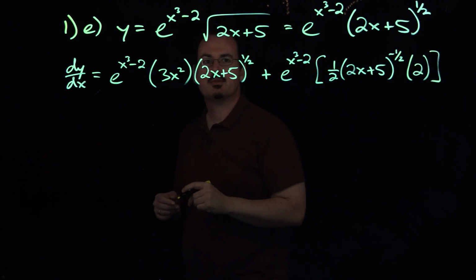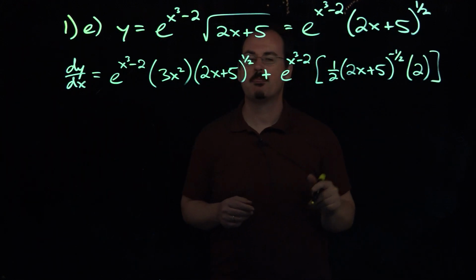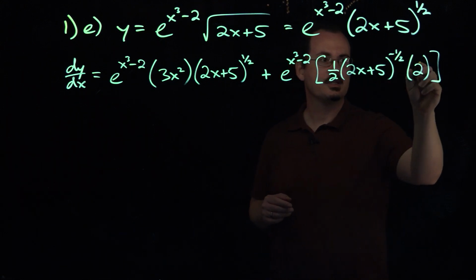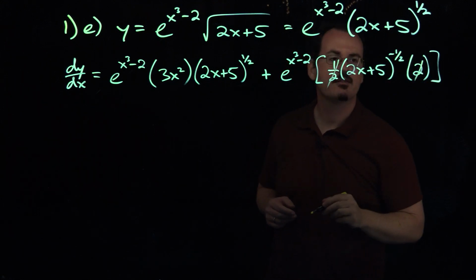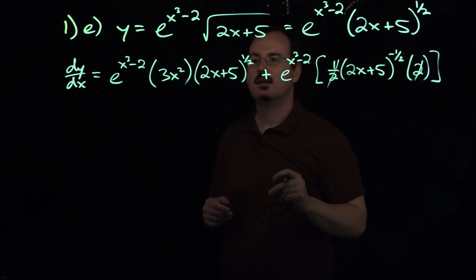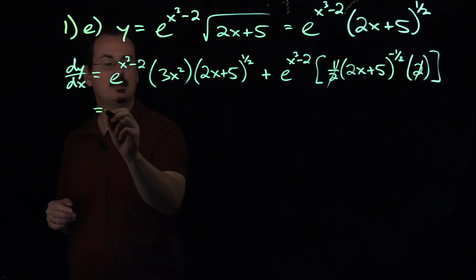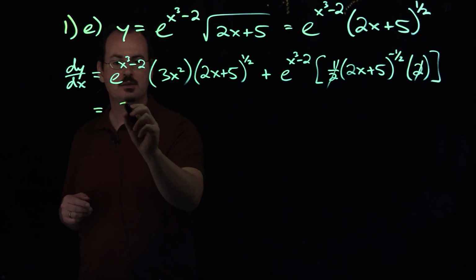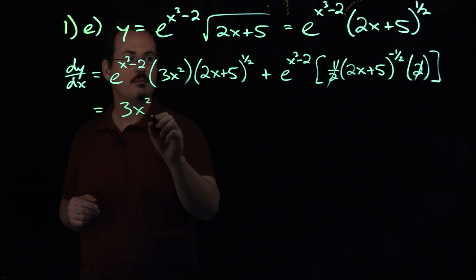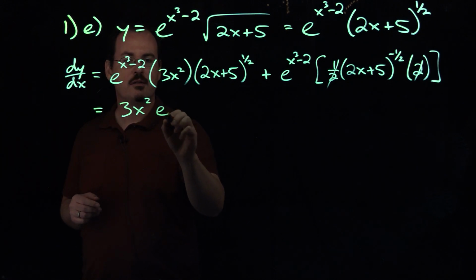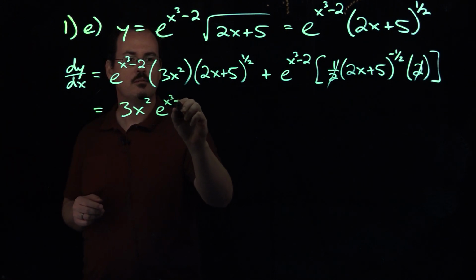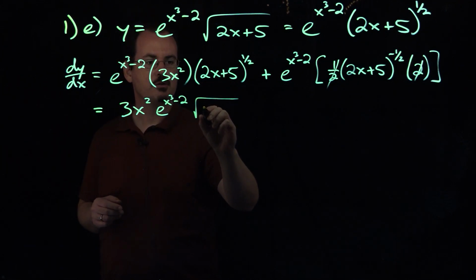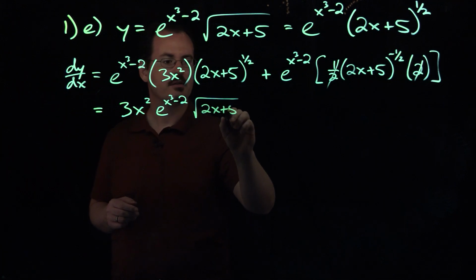Okay, we can simplify this somewhat. Notice that the 2 here, and then we've got a 1/2 here. Those are just going to cancel each other out, so the 2 and the 1/2 cancel. Let's go ahead and move that to the denominator since it's a negative exponent, and we'll rearrange the order on this stuff here. So we'll get 3x squared e to the power of x to the third minus 2. And let's rewrite this as what it was before, square root, so 2x plus 5.